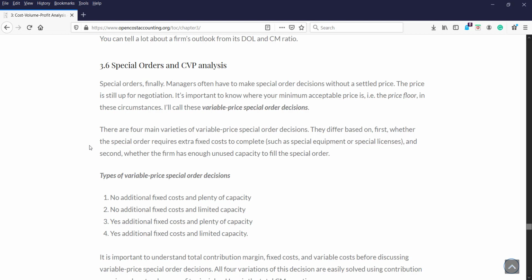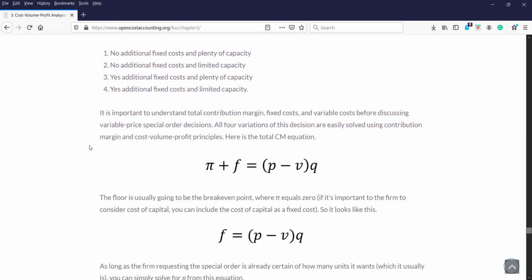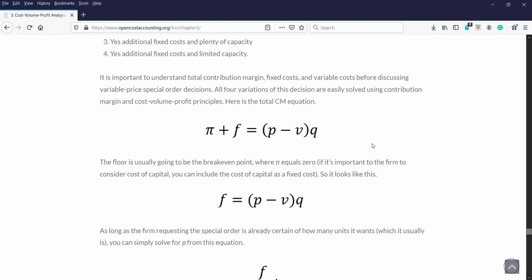We can do that with a very simple transformation of our unit CM equations. We have unit CM here in the parentheses, quantity, our volume, and then profit and fixed costs. So in this case, the floor is our break-even point, the point at which our profit will equal 0. We don't want to go below this. So we're going to make profit equal 0, nice and simple.